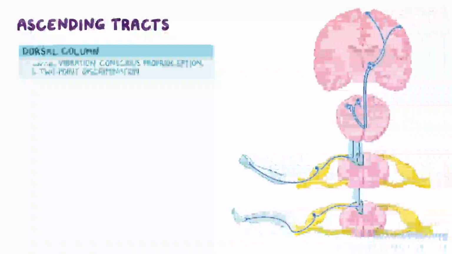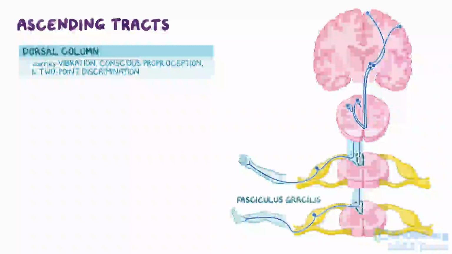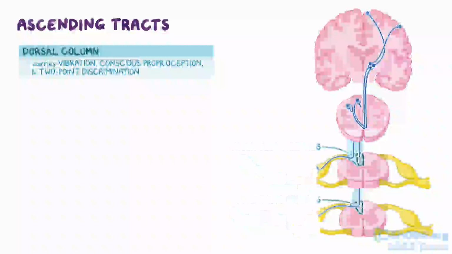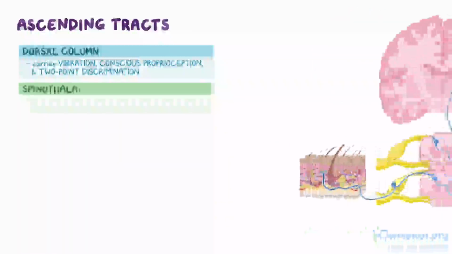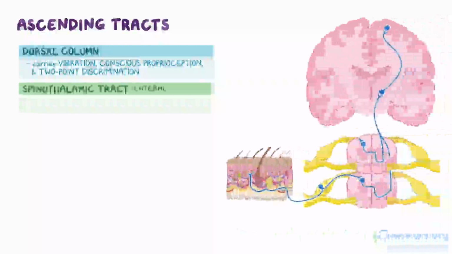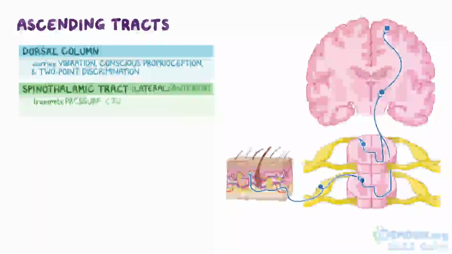The ascending tracts include the dorsal column, which transmits sensory information including vibration, conscious proprioception, and two-point discrimination. The dorsal column consists of the fasciculus gracilis carrying sensations from the lower half of the body, and the fasciculus cuneatus, which transmits sensory information from the upper half of the body. There is also the spinothalamic tract, which consists of the lateral spinothalamic and anterior spinothalamic tracts. The spinothalamic tract transmits information such as pressure, crude touch, pain, and temperature sensations.